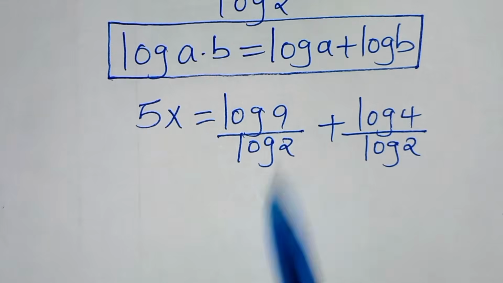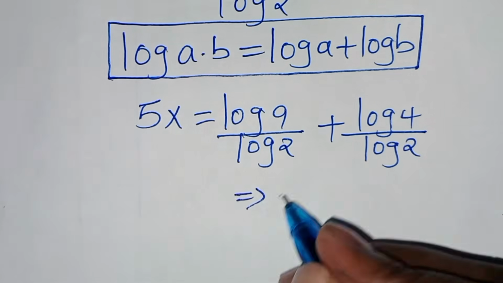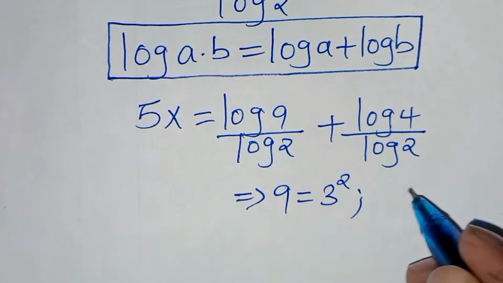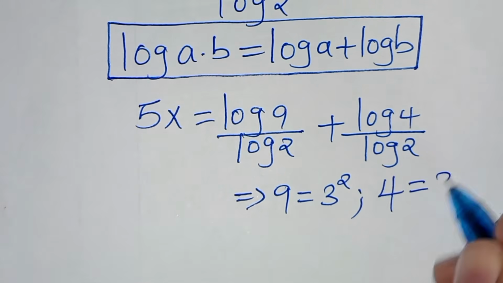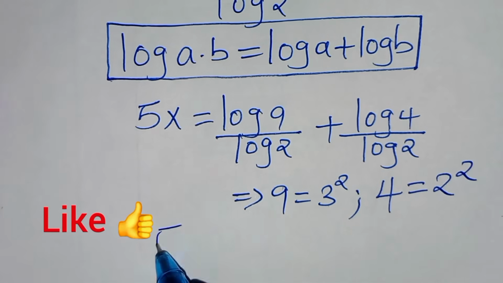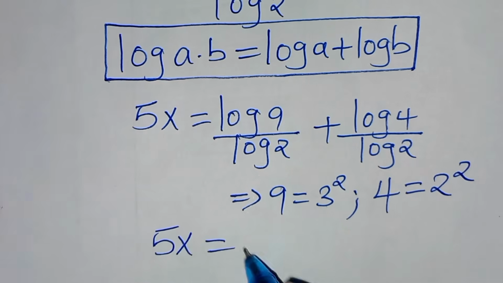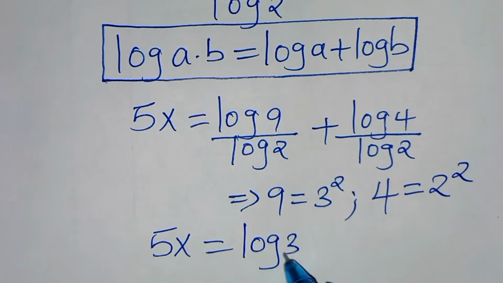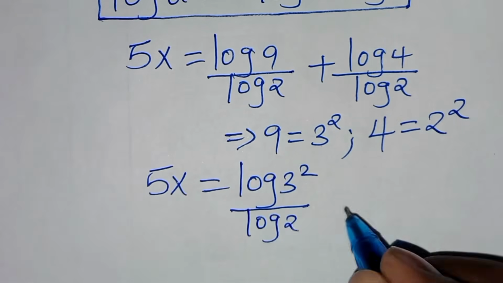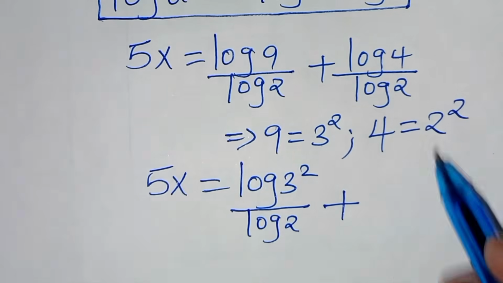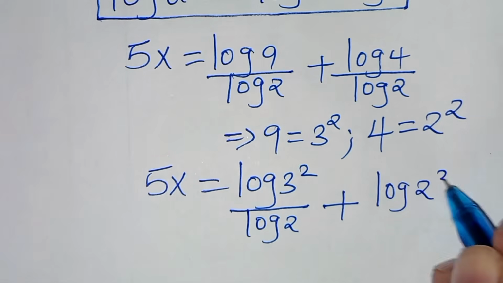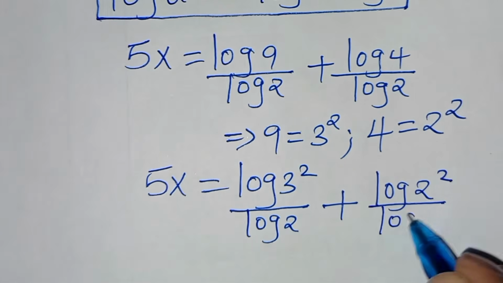Now, the next step is that we can express 9 as 3 to the power 2, and we can express 4 as 2 to the power 2. Now, here we have 5x. This is equal to log 3 to the power 2 divided by log 2, then plus log 4, which is log 2 to the power 2 divided by log 2.